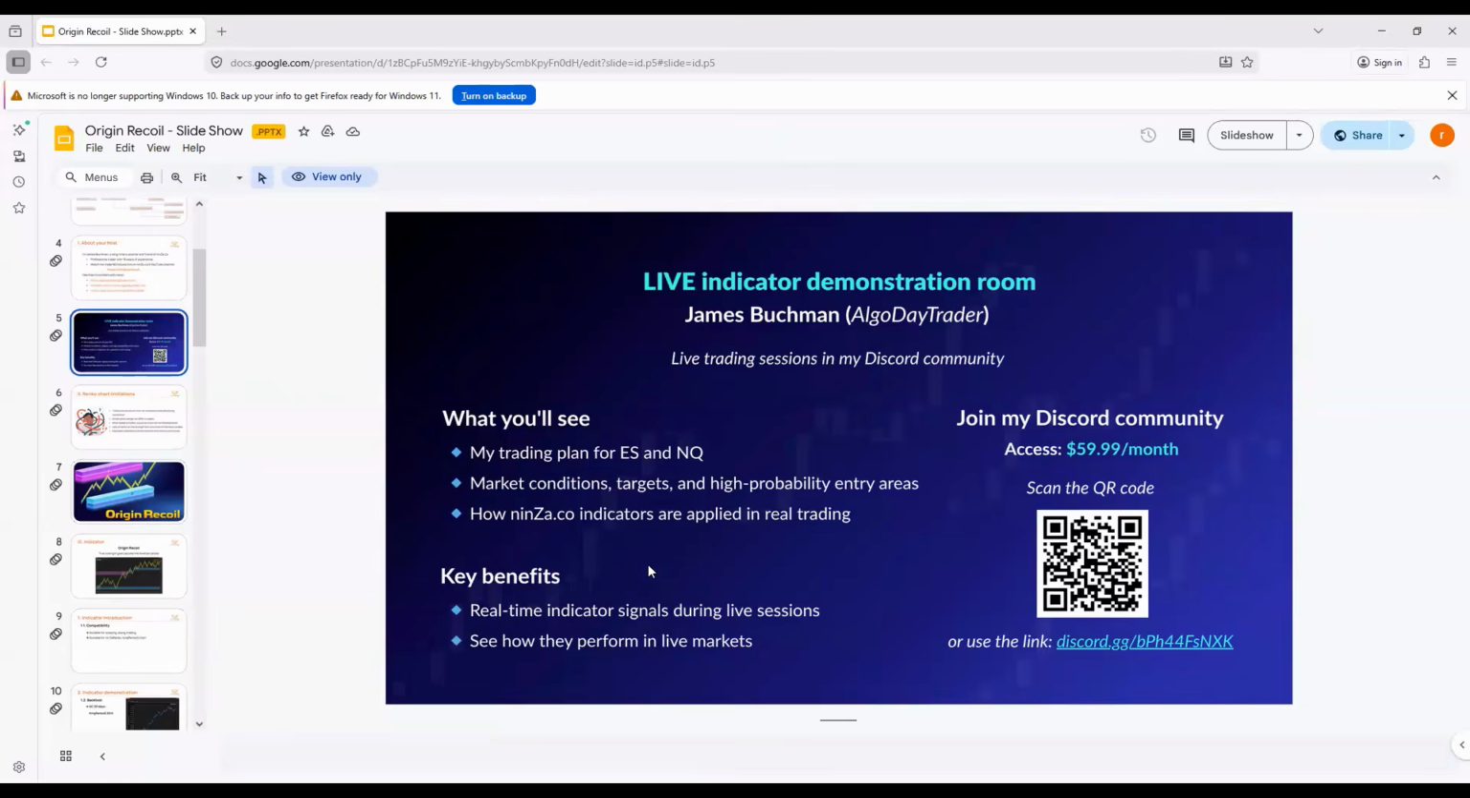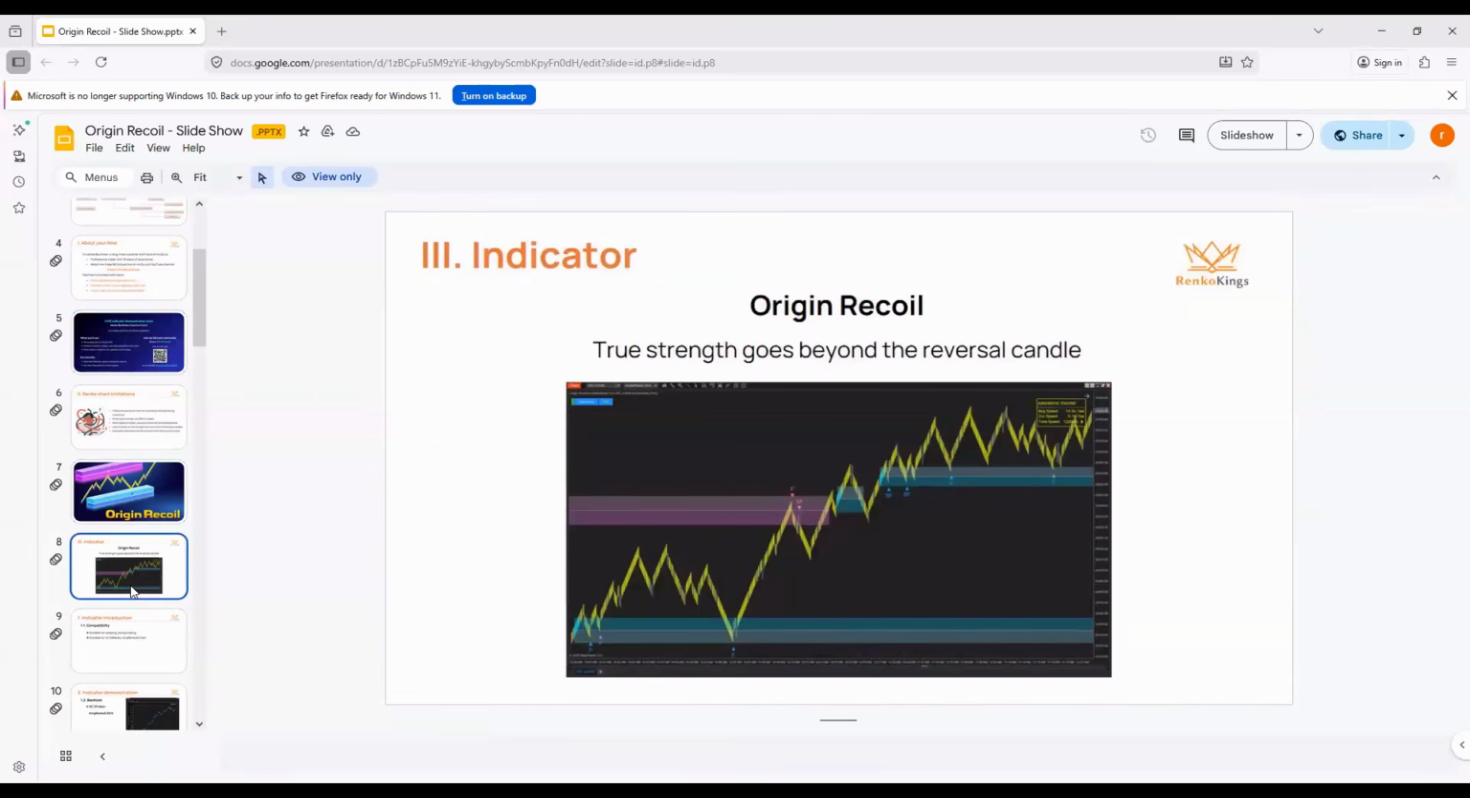In any case, let's begin with Origin Recoil. So, what does it do? What is it all about? It might look like a support resistance kind of deal, but it's really not in a conventional sense. It identifies fast momentum. It identifies unusually fast bars that are created because of very fast trade executions.